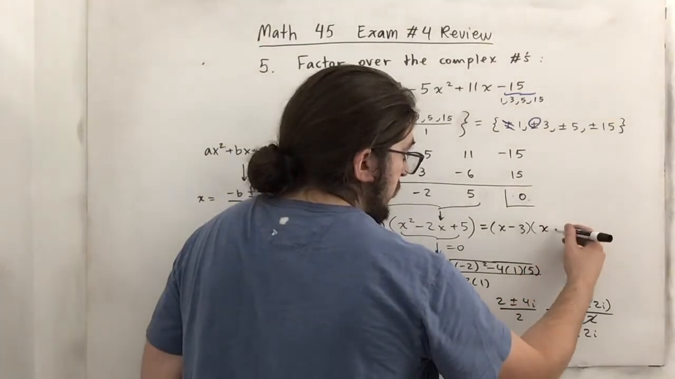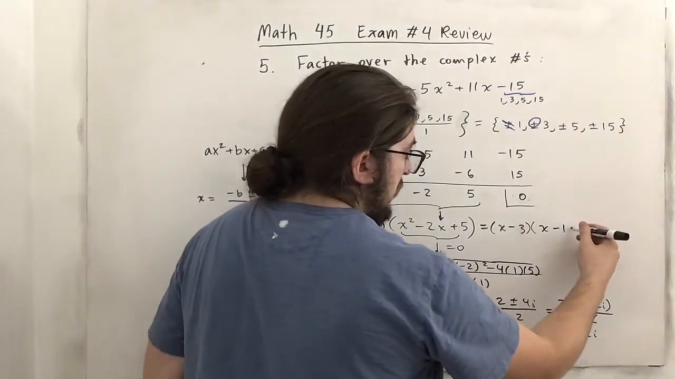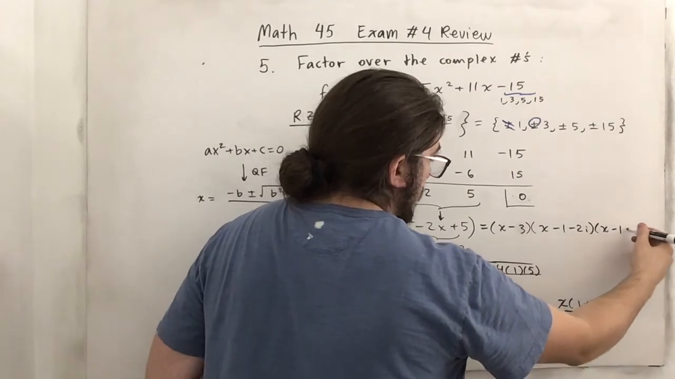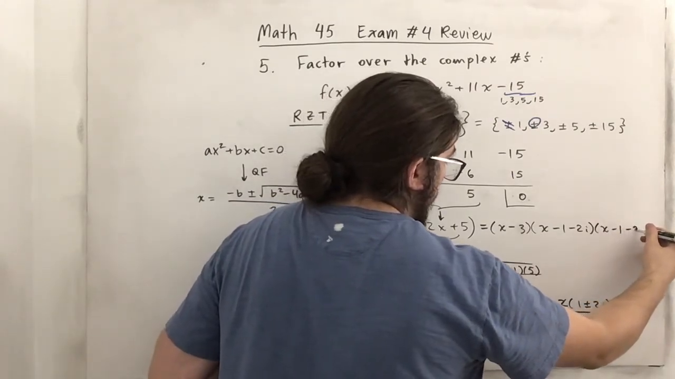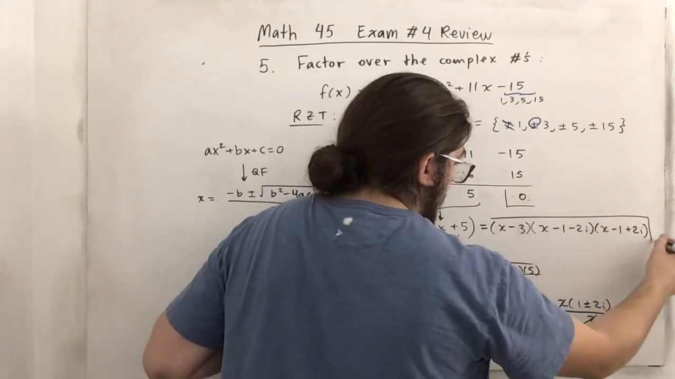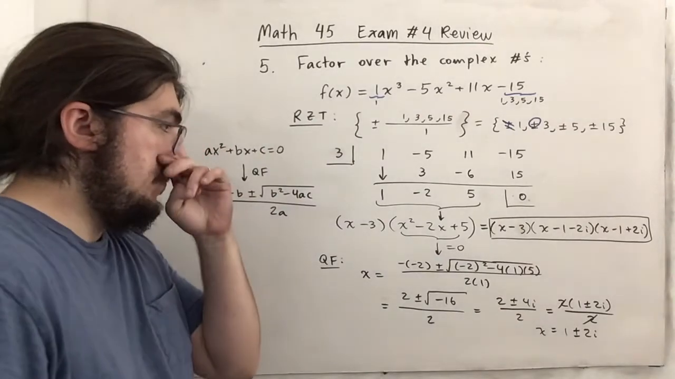So x minus 1 plus 2i. I'm going to skip a step here. I'll kind of explain what I'm doing though. And x minus 1 minus 2i. So we have now successfully factored this polynomial over the complex numbers.